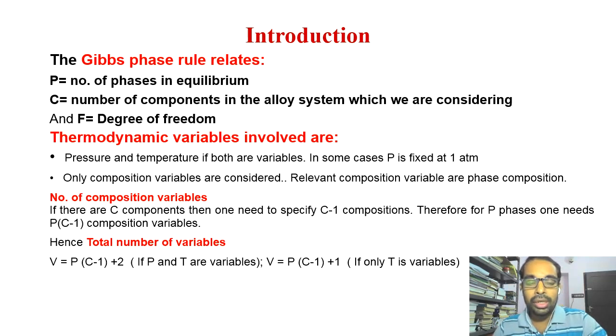So the total number of variables, which we can represent as V, is equal to P times (C minus 1) plus 2 if both pressure and temperature are variables. We can also write V equal to P times (C minus 1) plus 1 if only temperature is the variable, where pressure is kept constant.